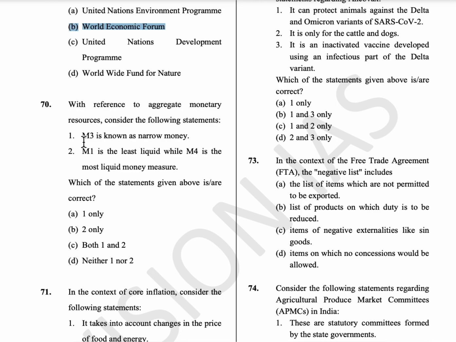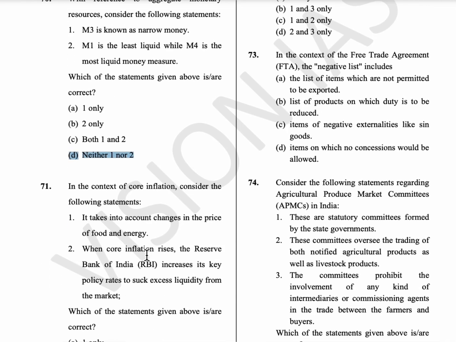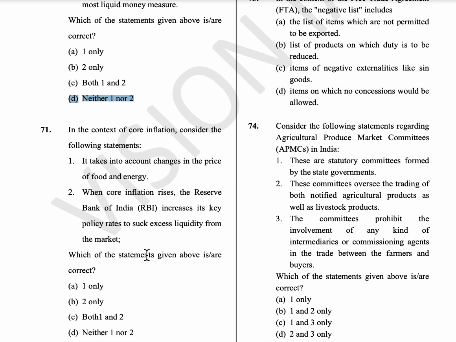M3 means the money deposits made by the commercial banks. Commercial banks means broad money, not narrow money. So first statement is wrong. Coming to second statement, M1 is the least liquid while M4 is the most liquid money measure. See here, the money generally deposited by commercial banks and big organizations isn't as liquid, whereas the money deposited by us, the normal depositors, will be more liquid. Both these statements are wrong. So option D.